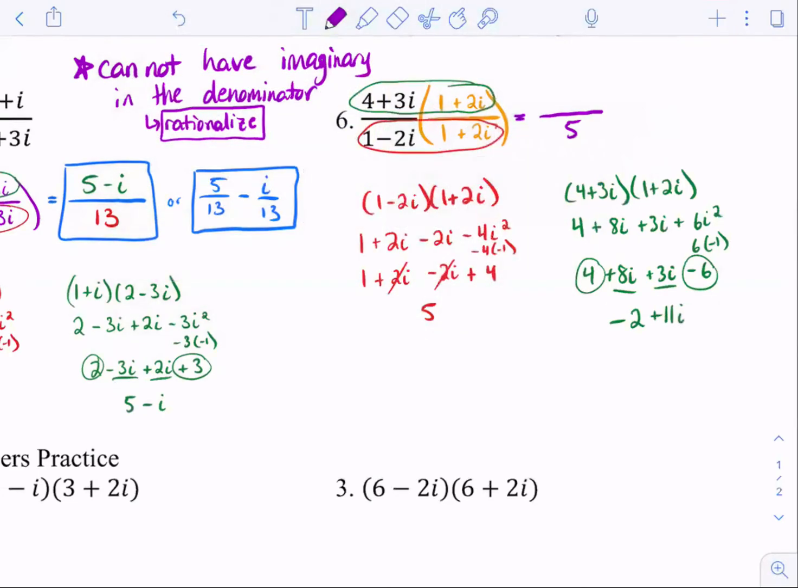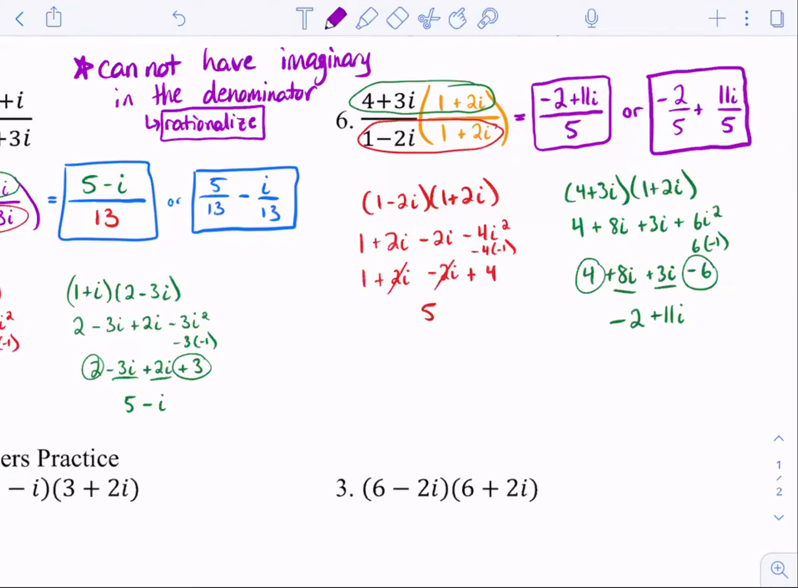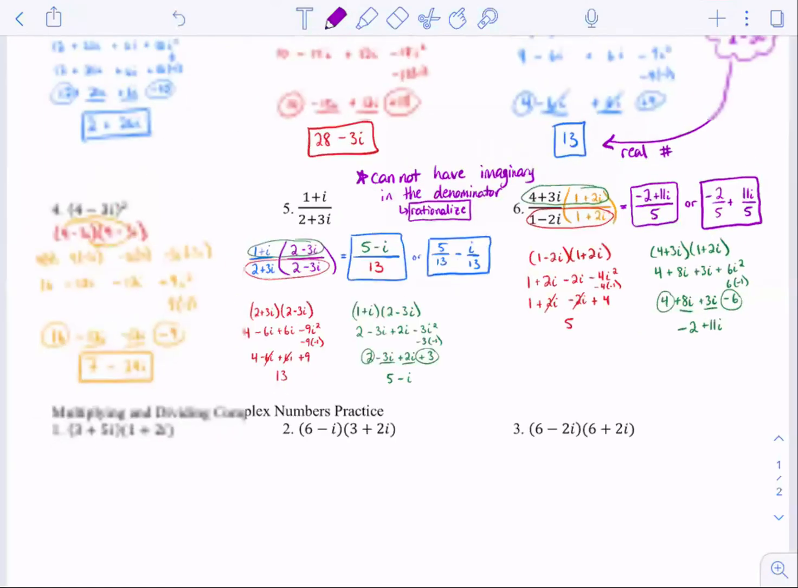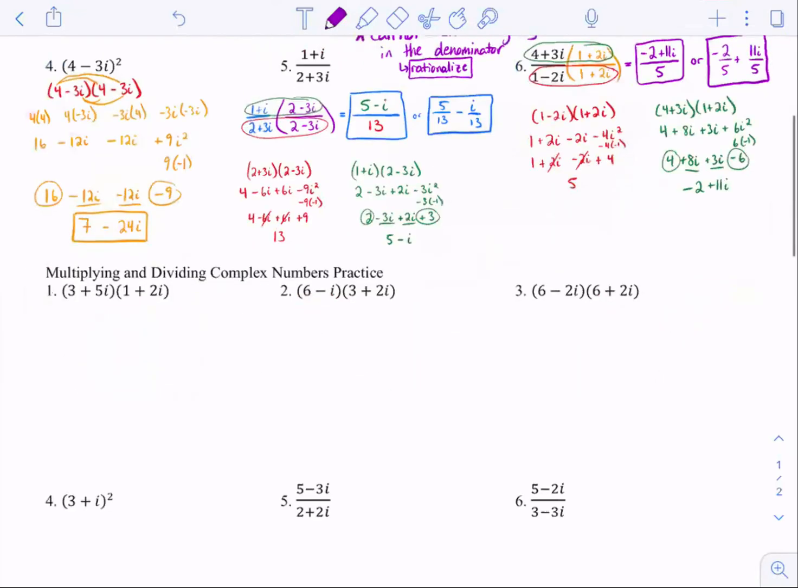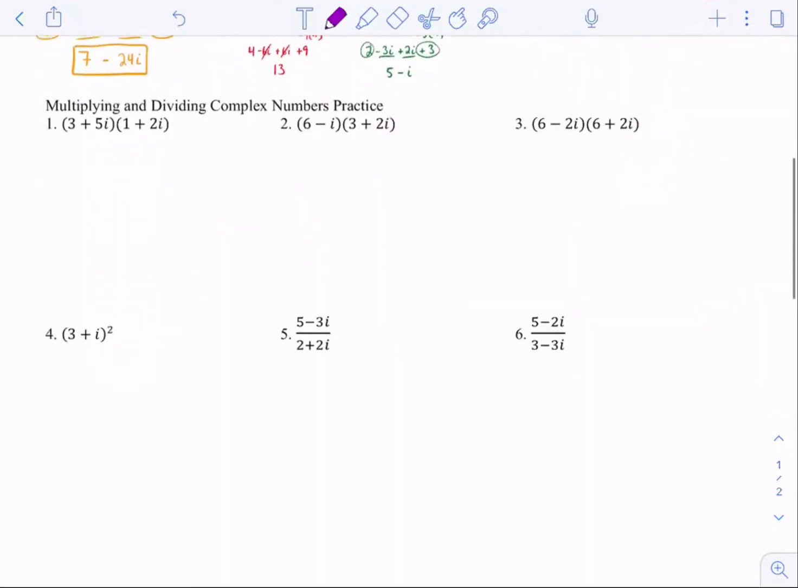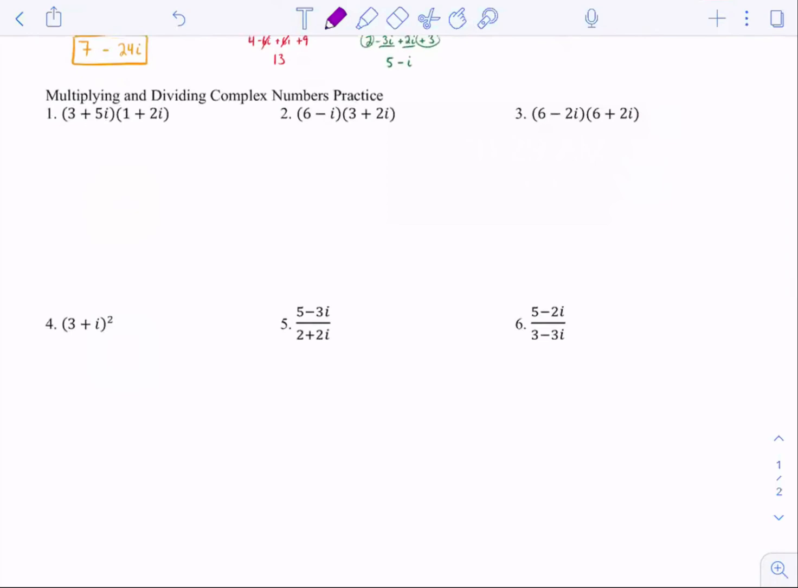So then my final answer here is this. Now remember, you can always simplify if needed. So, or negative 2/5 plus 11i over 5. So if you want to write it like this, this is also acceptable because sometimes it does simplify. So really that's how you multiply and divide complex numbers. I did a few examples with you. So here are your 6 practice questions. So this is where you want to pause the video, try them out, and then come back and check your answers.